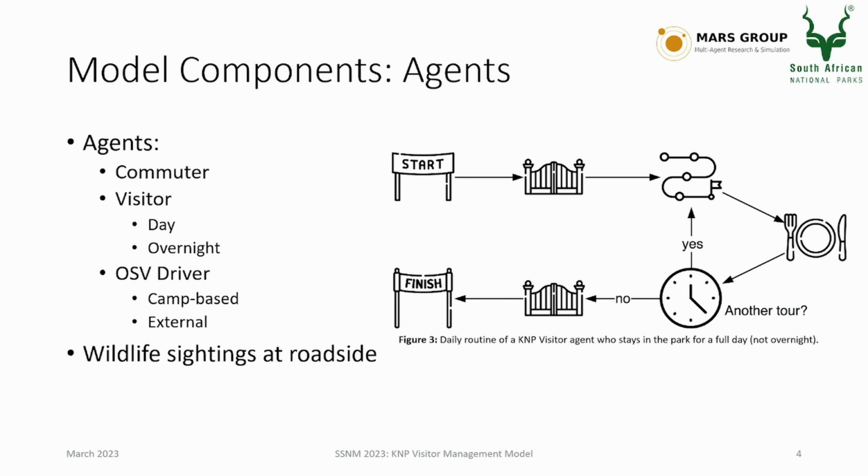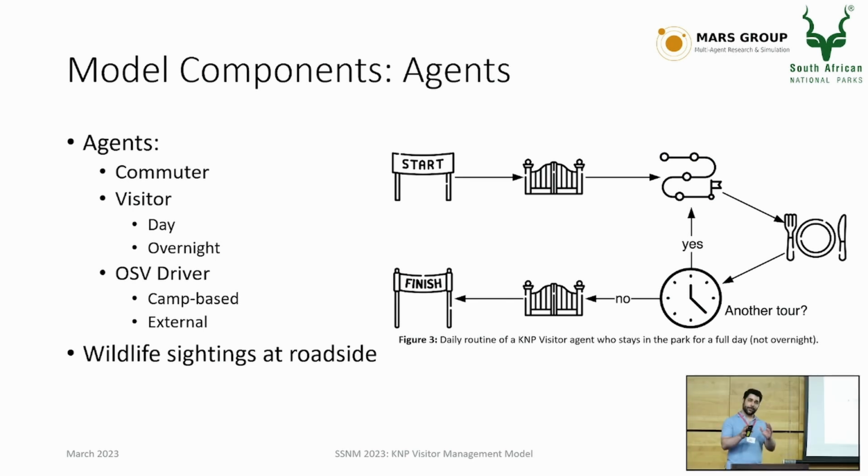For the agents, we distinguish between three main types. The commuter at the top might be someone who works in the KNP but lives outside of the KNP. So that's a person who maybe commutes into the KNP on a daily basis and heads to a specific destination. Then for the visitors, we have daytime and overnight visitors.